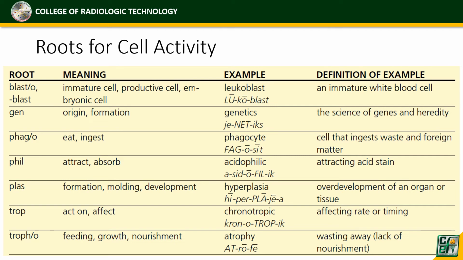So basically, in atrophy, we have the negative prefix a, which means absence, or lack, or no, none. Trophy means growth, so that is lack of growth. So atrophy is wasting away, shrinking, shrinking of muscle.